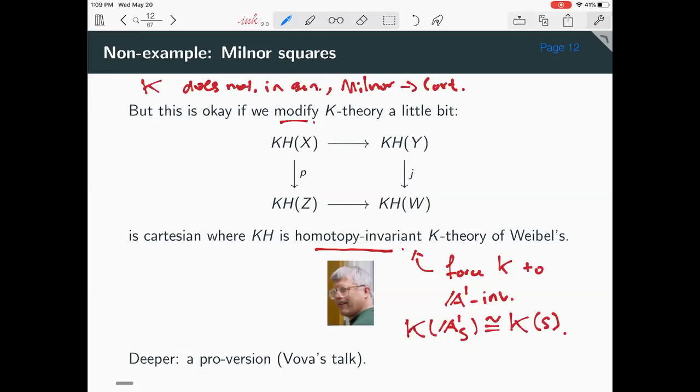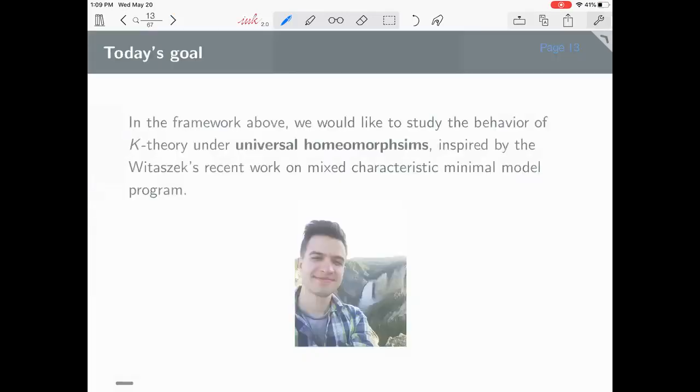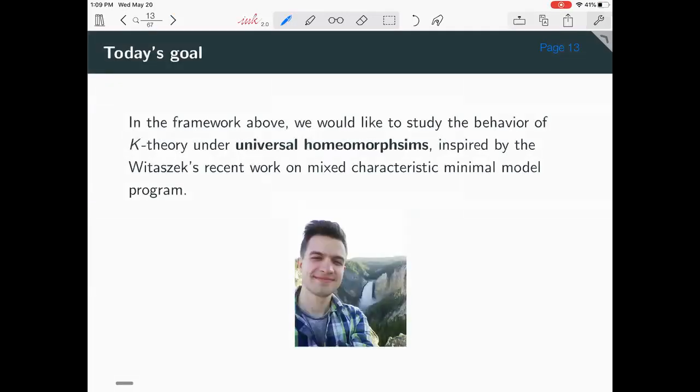So okay, then of course another modification is you can look at this pro version of the Milnor square, and this was discussed by Bhatt, and that's much deeper than this result, but we will not really do that. Okay. So today's goal, and that's Jakub's photo. It's time for you to laugh, Jakub. So in the framework above, we would like to study the behavior of K-theory under something called universal homeomorphisms, which I will discuss. And it's really inspired by Jakub's recent work on the mixed characteristic minimal model program, and I'll discuss this in a couple of slides.